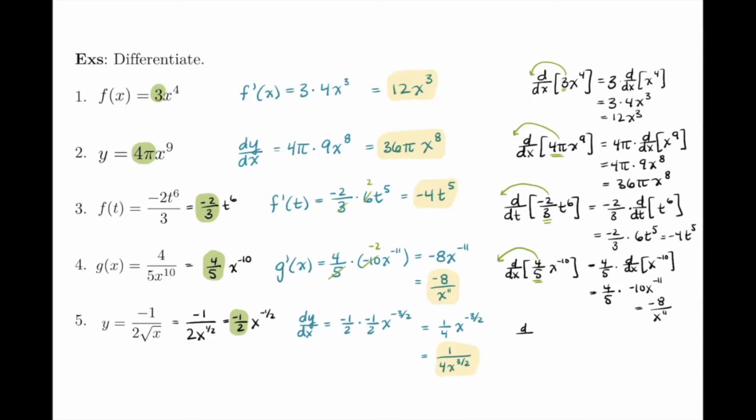Again, if you like this other notation, you could write this as d dx of negative 1/2 x to the negative 1/2. Then this negative 1/2 can come outside of the differentiation process, and it multiplies by the derivative of x to the negative 1/2. We'll use a simple power rule on x to the negative 1/2 to bring the negative 1/2 down, multiply, and subtract 1 from the exponent, and then do some simplification, which we just saw will lead us to 1 over 4x to the 3/2.